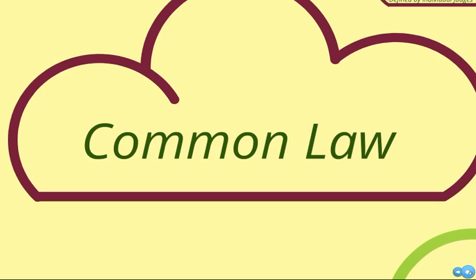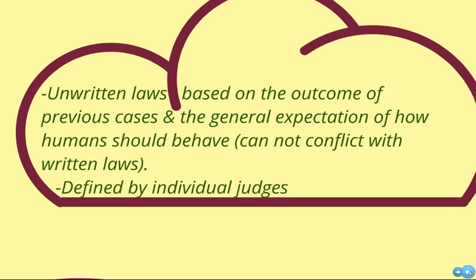Next type of law is common law. Now, common law is kind of tricky because common law isn't written down necessarily, and it's not something that maybe every police officer knows about. The idea of common law is these are unwritten laws, and they're the outcome of maybe a previous case, or sometimes it's just sort of the general expectation of how people should behave. But the thing about common law is you cannot create a common law that conflicts with some sort of written law. And these common laws are defined by individual judges. Again, it's based on specific cases.